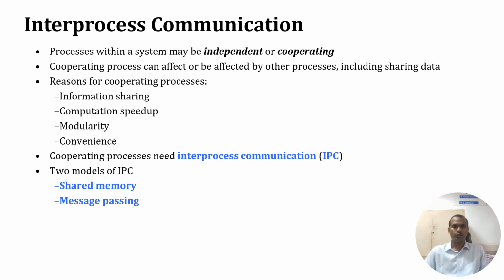Reasons for cooperating processes are information sharing, computation speedup, modularity, and convenience. Cooperating processes need interprocess communication. Two models in interprocess communication are shared memory and message passing.